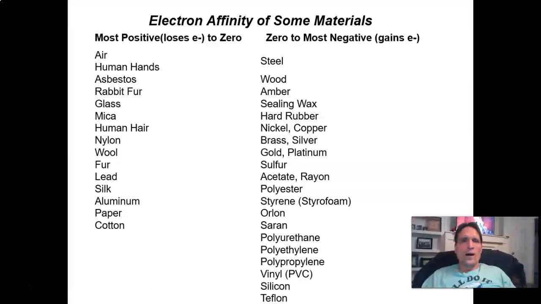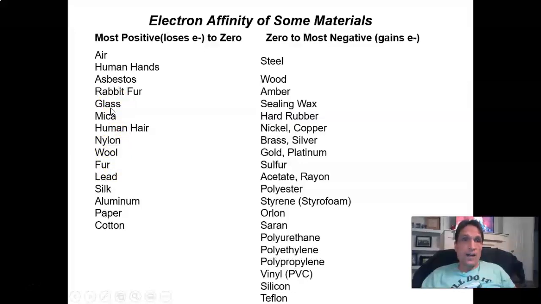So why did the glass rod tend to attract the balloon when Bill rubbed the glass rod with the fur? Well, if we look here, if you rub fur with glass, glass is more electronegative than fur, or glass has a higher electron affinity than fur. Glass tends to give up electrons. Fur is lower in the table. Fur tends to acquire electrons when rubbed with glass.